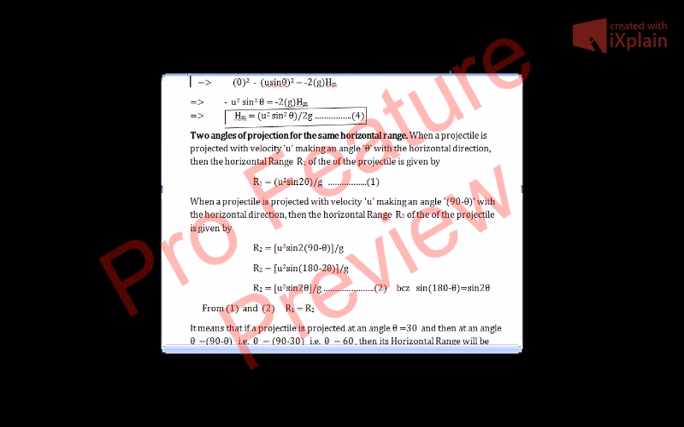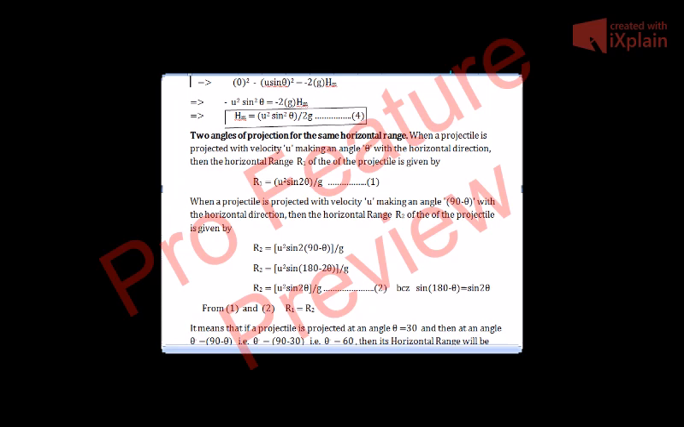When a projectile is projected with velocity u making an angle theta with the horizontal direction, then the horizontal range R1 of the projectile is given by R1 is equal to u square sine 2 theta by g. When a projectile is projected with velocity u making an angle 90 minus theta, remember this thing. That was why I told you 20 degree and 70 degree. So 70 degree we will get when we subtract 20 from 90, so that will be 90 minus 20. So the first person was throwing it at an angle of theta and the other person is throwing it at an angle of 90 minus theta with the horizontal direction.